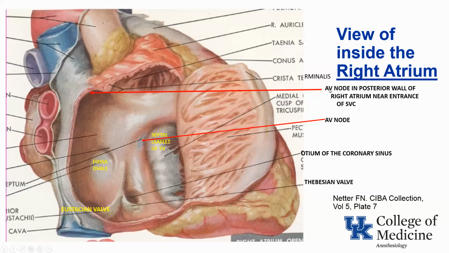There's a typographical error here. This should be the SA node, not the AV node. Note that the AV node sits anterior to the coronary sinus and just above the septal leaflet of the tricuspid valve.